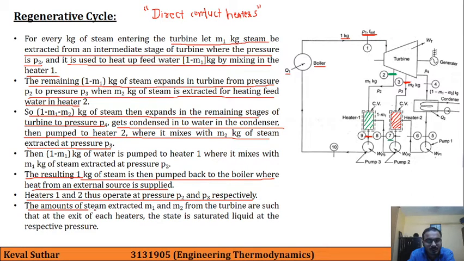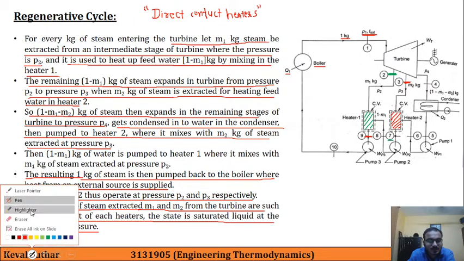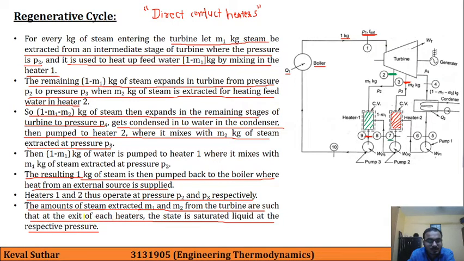The amounts of steam extracted, m1 and m2, from turbine are such that at each exit of heater the state is saturated liquid at the respective pressure. So this is the assumption that we will see at the TS diagram. At the exit of each heater the state is saturated liquid.